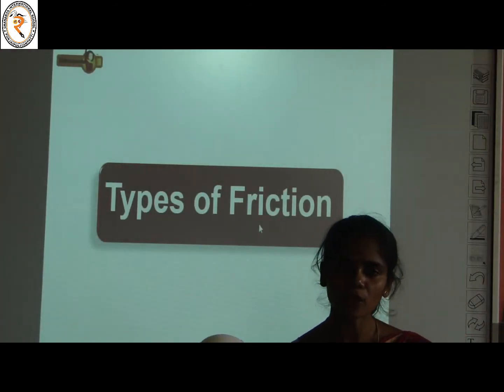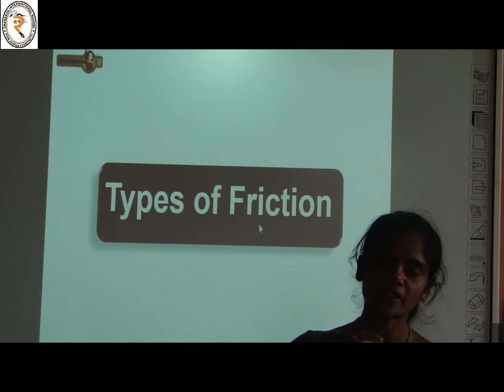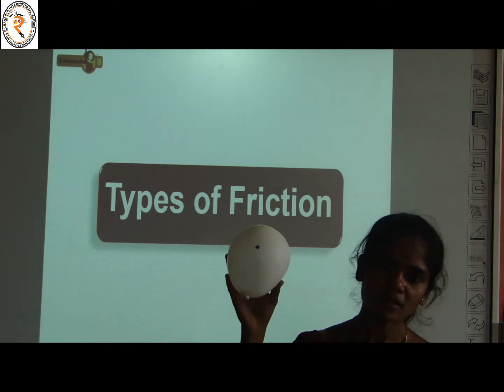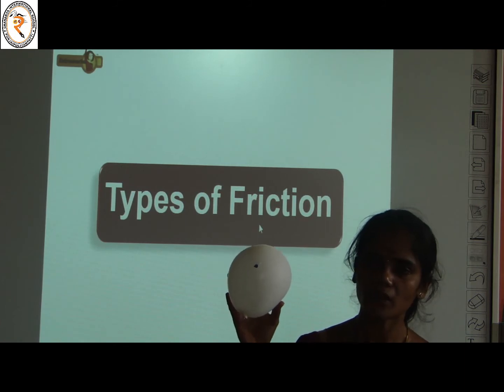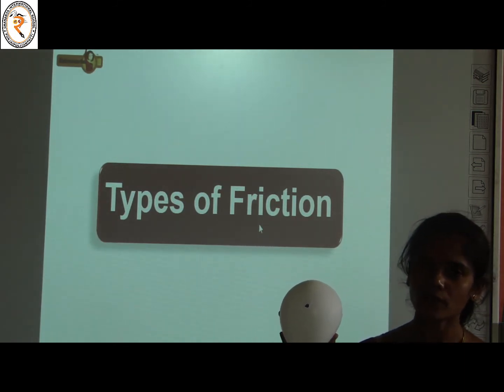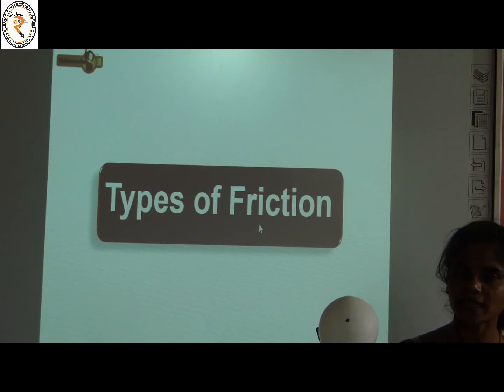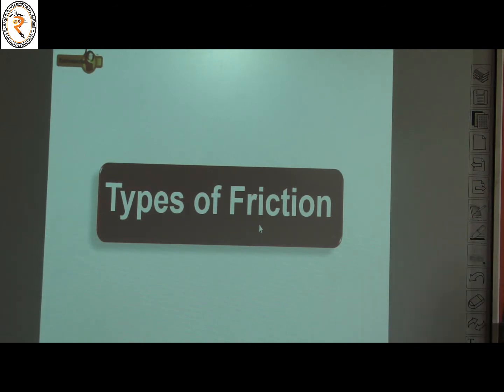When you bring the balloon near the small pieces of paper after rubbing with the cloth, they will stick to the balloon. Due to what force? Due to electrostatic force. You can do this activity at home. So what is the type of force here? It is the electrostatic force. And the next topic is types of friction.